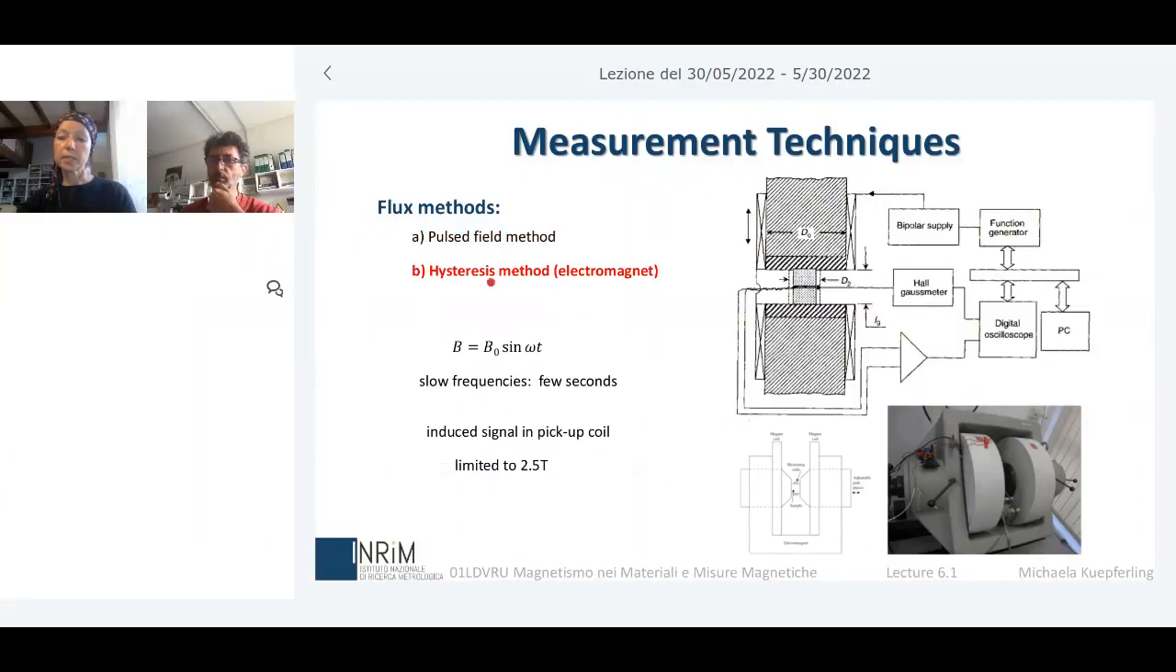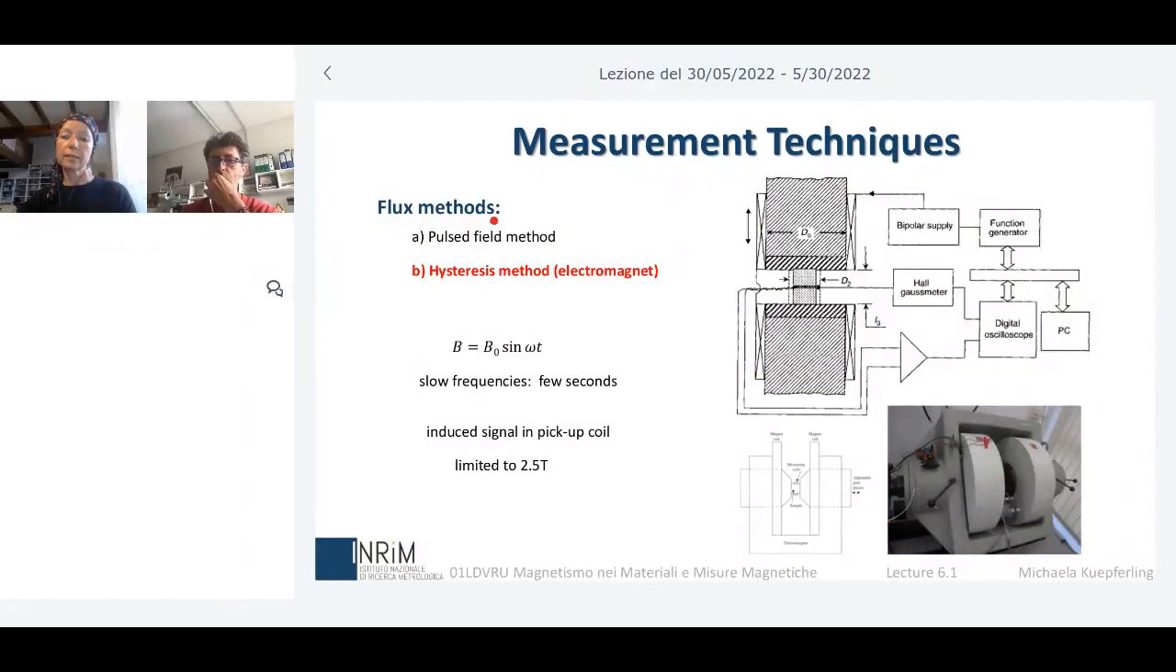The other possibility is the hysteresis method in an electromagnet. So you clamp your magnetic material in the electromagnet. You use this maybe in combination with the pulsed field method. So for example, in our lab, we have both. You can see here, this is the picture of our electromagnet, which we use also for producing certifications of the hard magnetic materials.